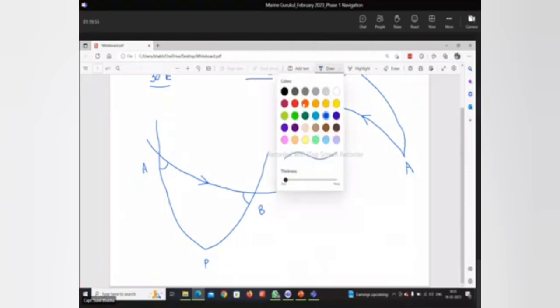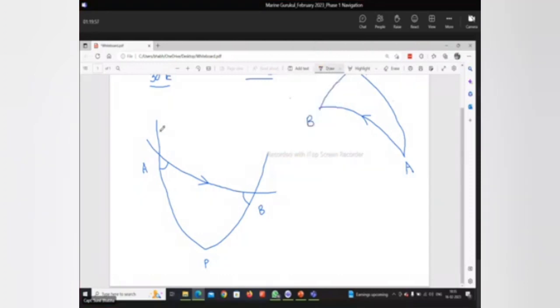Let's change the color. The 1, 2, 3 method says start from north. This is north here and this is north here. Start from north. Let us make the rough diagram of the ship also. This is how the ship would be at the starting position, and this is how the ship would be at the destination position.